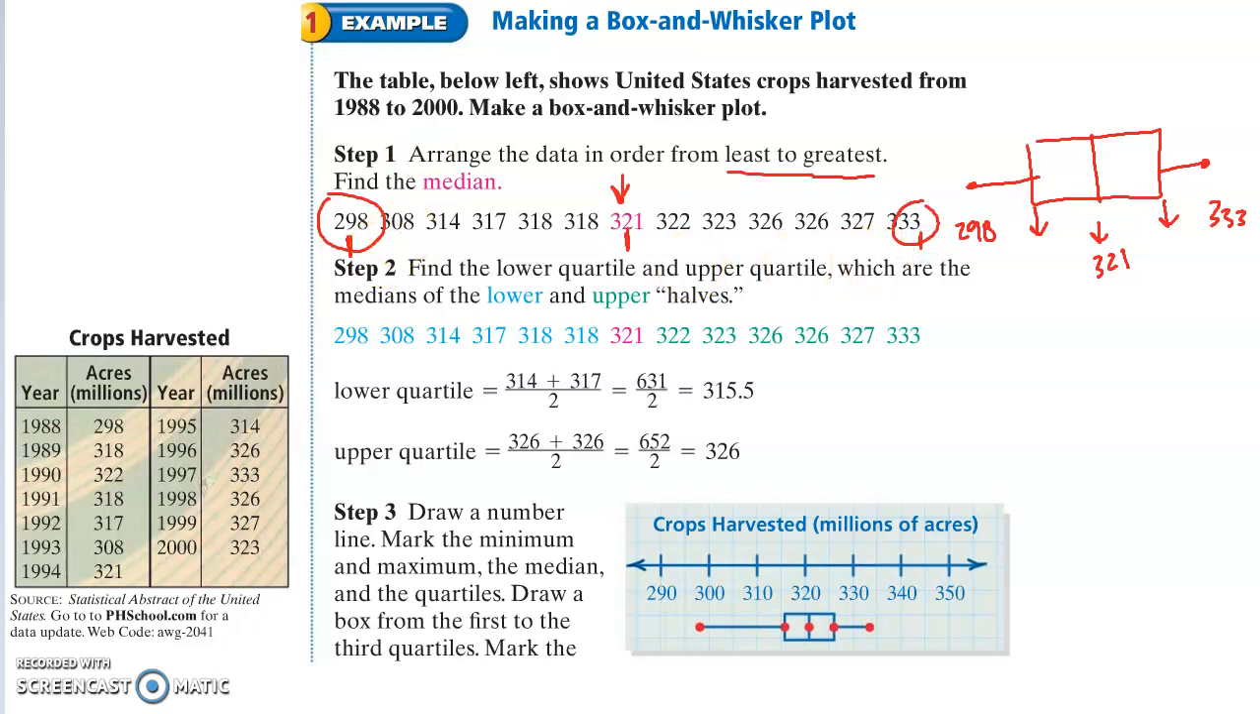So when we try to find the median of the first half, we're not going to use this middle number anymore. We don't need it. We already established that that's here. We want to figure out, what's the median of this first half?